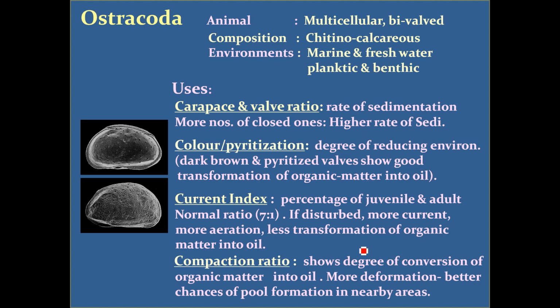Current index can also be studied on the basis of normal ratio of juvenile and adult carapaces, that is 7 is to 1. And if it is 7 is to 1, then aeration has not affected it. But if it is disturbed, it means more aeration and less chances of transformation of organic matter into oil. Compaction ratio is important for formation of oil pool. So if they are deformed ostracoda, they show the degree of compaction, and on that basis we can decide the migration of oil in the form of pool in the nearby areas.